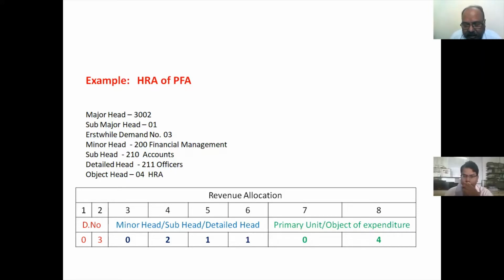Here for HRA it is 04. And remember, these revenue primary units are different from capital primary units. Though some PUs are equal for revenue and capital, most of the other PUs are separate. So in the exam, they will specifically ask whether it is a revenue primary unit or a capital primary unit. From the examination point of view, revenue primary units are more important.